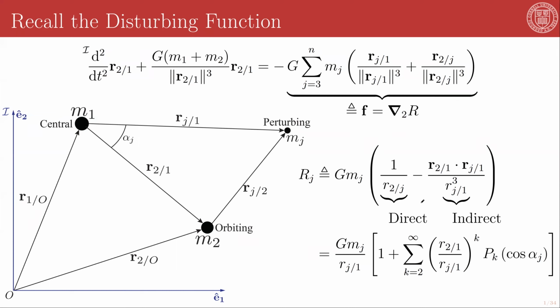We have also previously shown that we can expand each of these R sub j's, which, remember, represent the perturbation on the orbit of m2 due to each of the perturbing bodies m_j, in an infinite series in the Legendre polynomials with argument of cosine alpha j, where alpha j is the angle between r_2 rel 1, the orbital radius vector of body m2, and the orbital radius vector of the jth perturbing body, r_j rel 1.